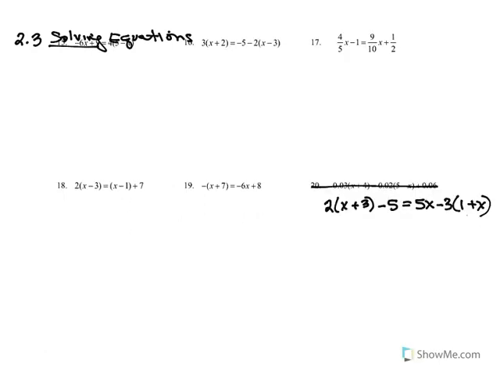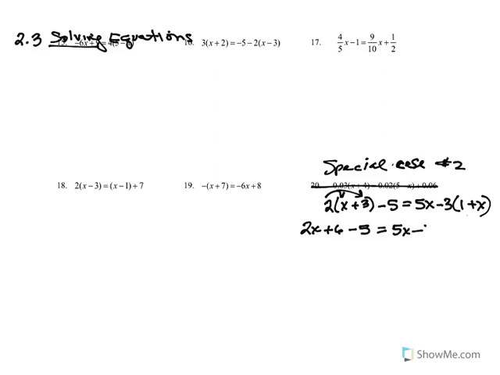Okay, let's skip down to this one here that replaced 20 because I want to give you your second special case. So remember we had a first special case. This looks terrible. Remember, I don't edit, so you just have to bear with me. Okay, so here we go. So when we work this problem, we would distribute here. So we get 2x plus 6 minus 5 equals 5x.